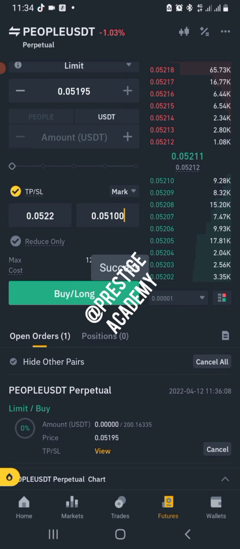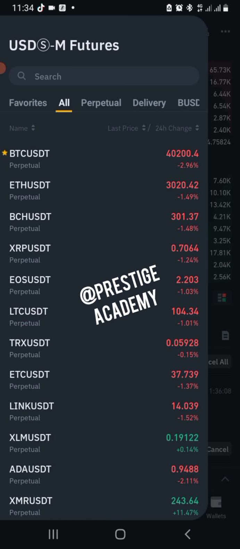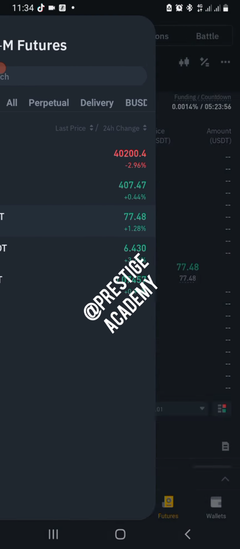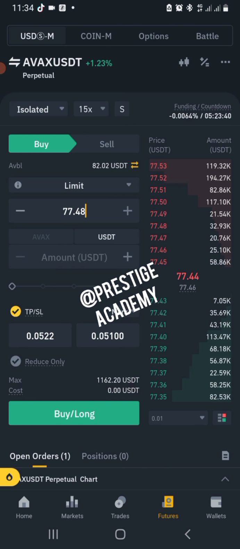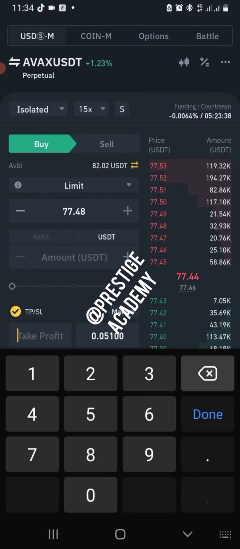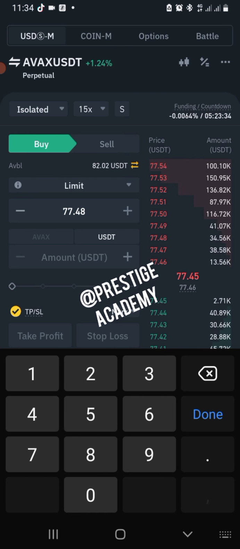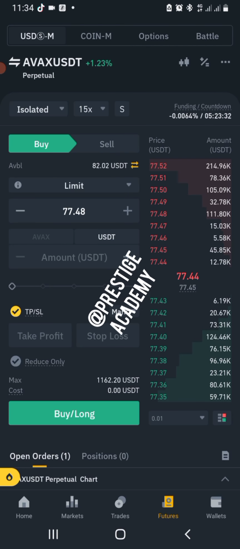Now let's look for another coin pair. Let's say AVAX. That's my favorite because AVAX has once made me extremely rich in just a night. Cryptocurrency is the future, if you don't know that now.